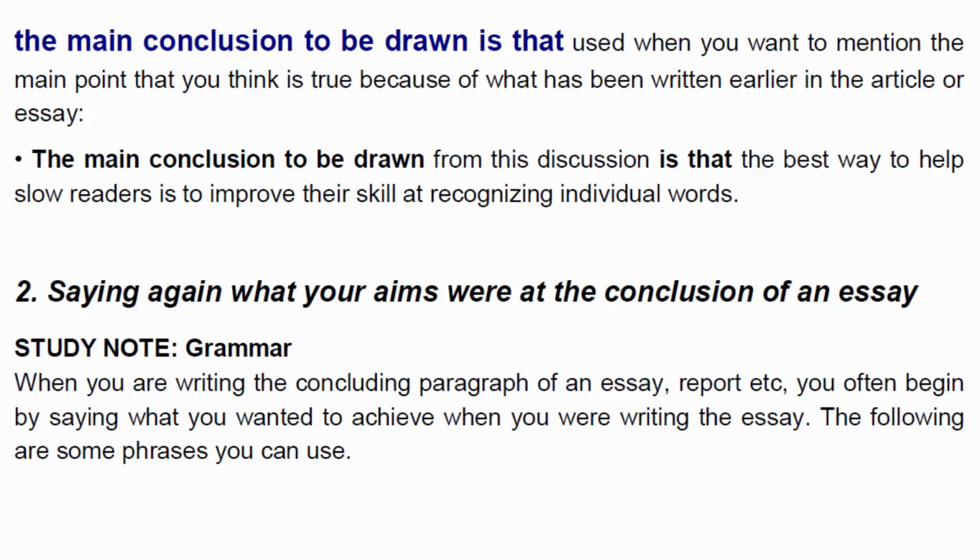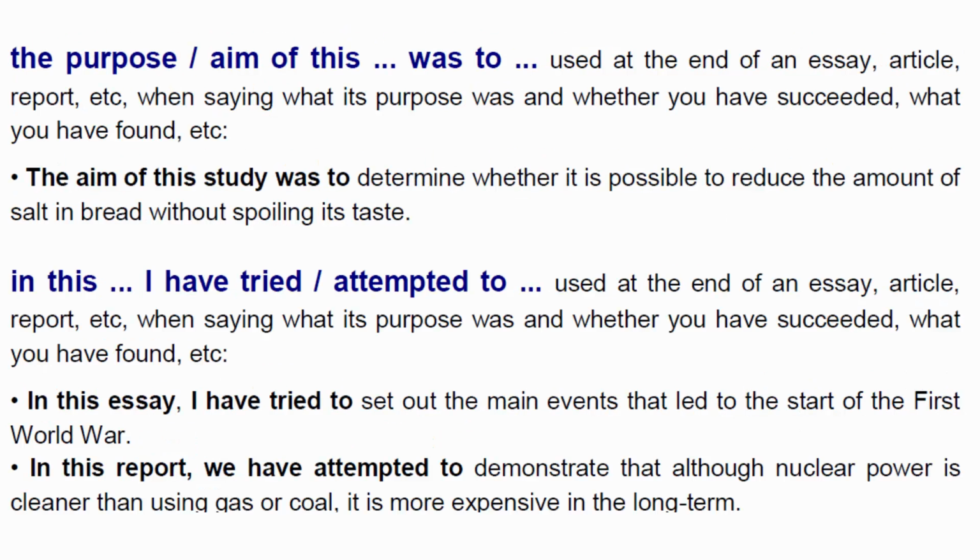Okay. Now, let's move on. Next is saying again what your aims were at the conclusion of an essay. Study note grammar. When you are writing the conclusion paragraph of an essay, report, etc., you often begin by saying what you wanted to achieve when you were writing the essay. So the following are some phrases you can use. The purpose or aim of this was to.